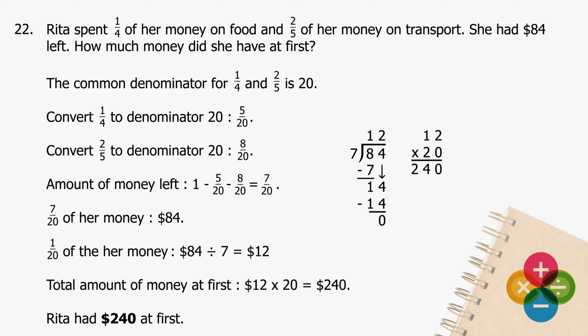7 over 20 of her money is $84. 1 over 20 of her money will be, divide $84 by 7, and the quotient is $12. The total amount of money at first will be, multiply $12 by 20, and the product is $240. Rita had $240 at first.